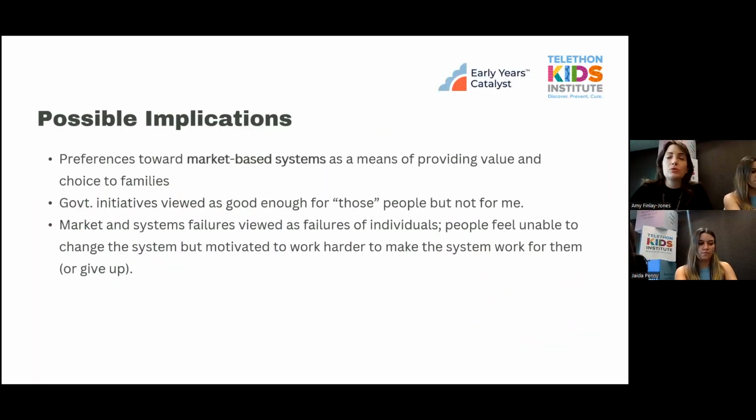And so, we explored some of the possible implications of this, and some of this was what you might expect: preference towards market-based systems as a means of providing value and choice to families, this sense of government initiatives being viewed as good enough for some people, but not for me, market systems and failures being viewed as failures of individuals, and people feeling really unable to change the system and either motivated to work harder to make the system work for them or to give up entirely.